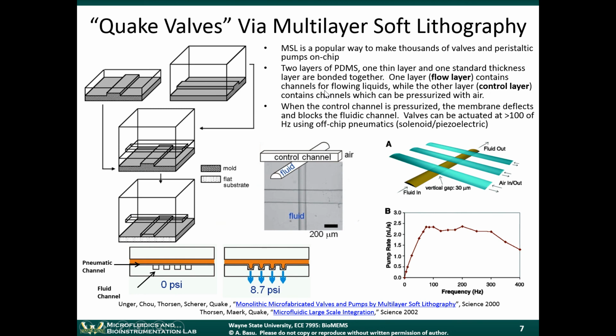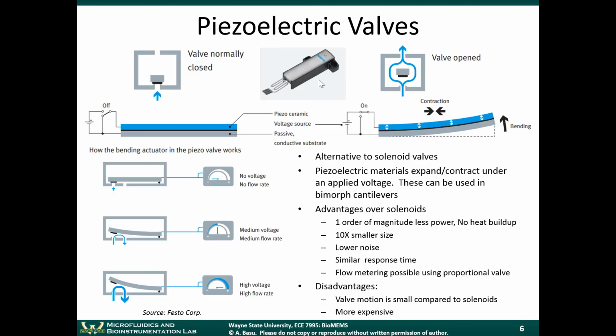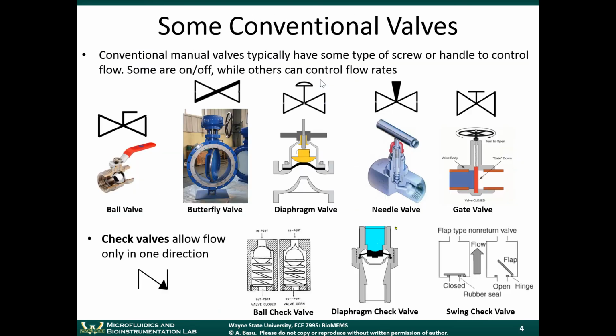So at the microscale, how do we miniaturize? Well, it turns out one of the technologies, the most popular one, is the Quake valve. And the Quake valve is a miniaturization of the diaphragm valve, where a flexible diaphragm is used to block the flow between two parts of the channel.